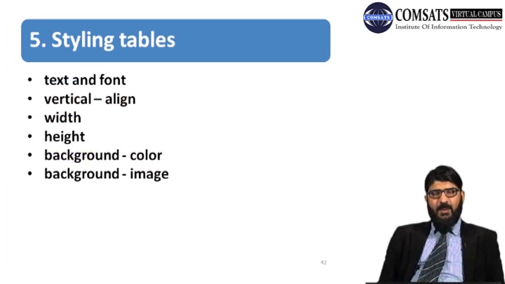So now, styling with tables. We can also add styling in tables. What are the properties for styling the tables? Text properties, vertical alignment of the table, width of the table, height of the table, the background color for the table, and the background image for the table. These are the most common styling properties for a table.